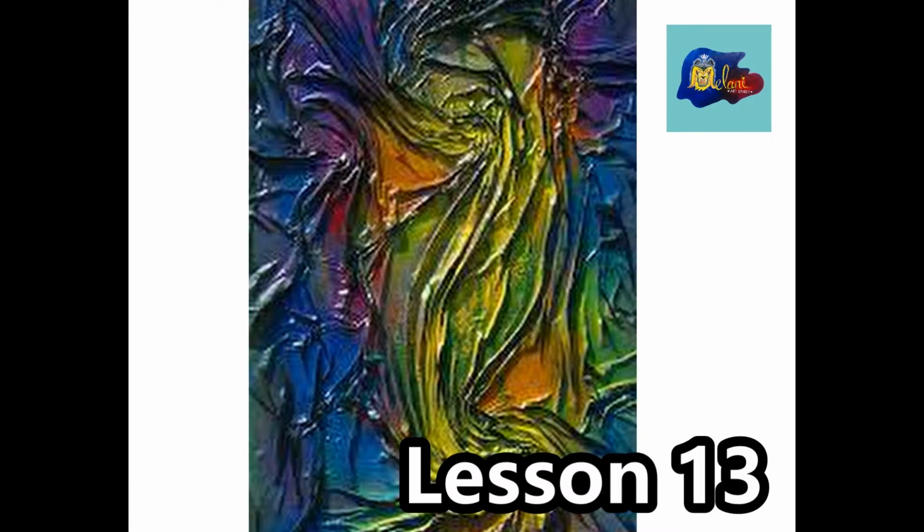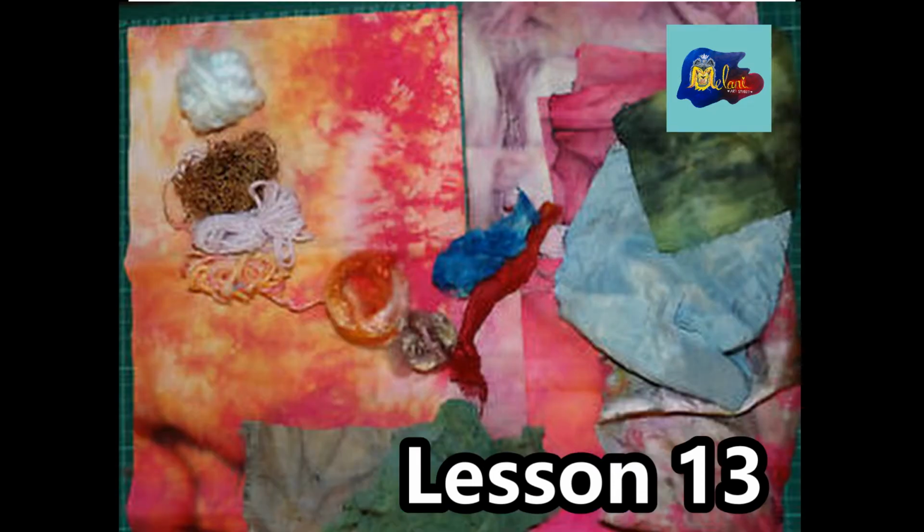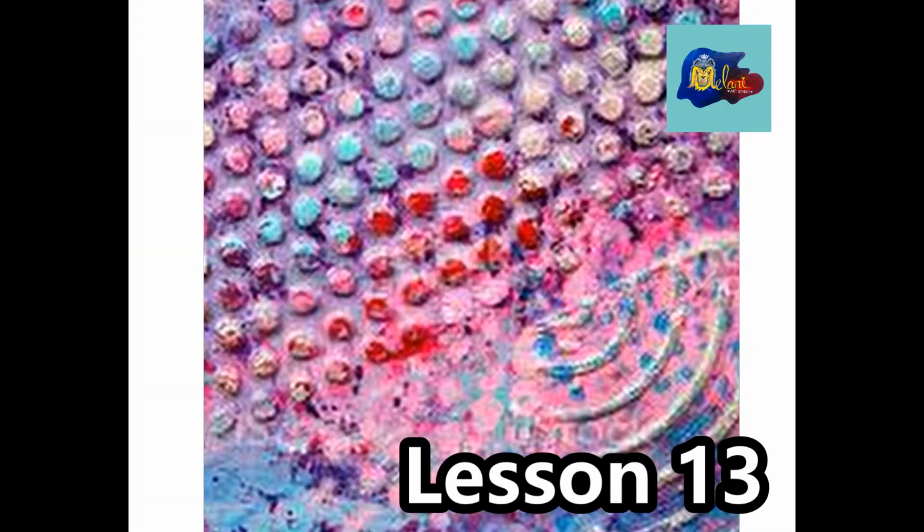Next, you can use glue. Drip glue from the bottle, making random shapes and patterns. Once it dries, it can be painted over. And also you can use fabric, texture paste and stencils to make textures on your mixed media art.